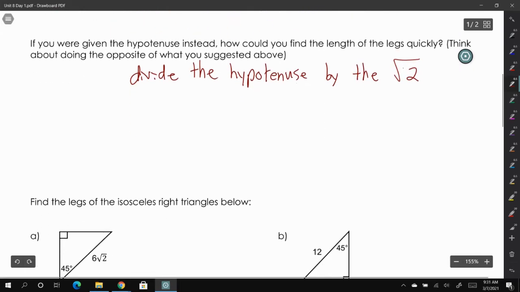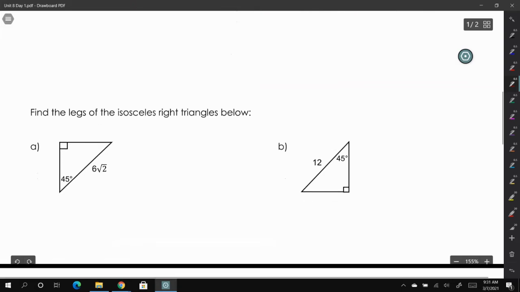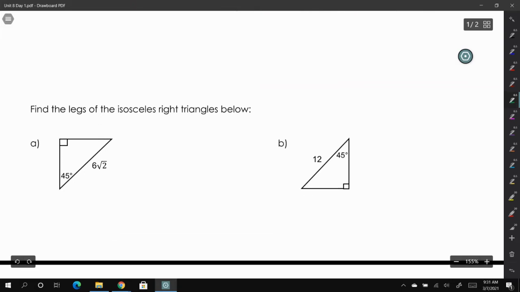So we're going to use that down here. Find the legs of the isosceles right triangles below. I have the 6 times the square root of 2. That is my hypotenuse because it is across from the right angle. If this is 45 degrees, this must be 45 degrees as well.